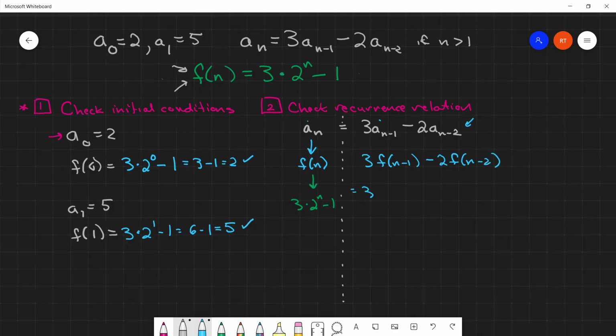Now, f of n minus 1 can be written out further because this is the expression we get when we take the formula for f of n as a function and plug in n minus 1 instead of n. So that is 3 times 2 to the n minus first power, all minus 1. Likewise, f of n minus 2 is what we get when we take the formula for f of n and plug in n minus 2 instead. So that is 3 times 2 to the n minus second power, all minus 1. So here is where we are after we make all the initial substitutions.